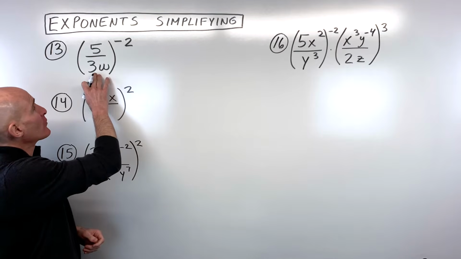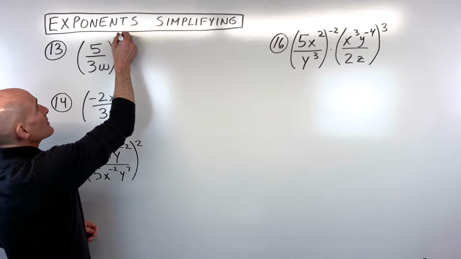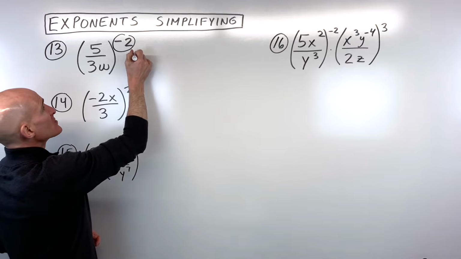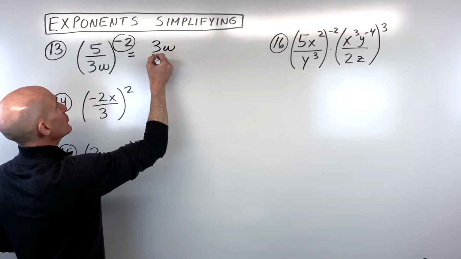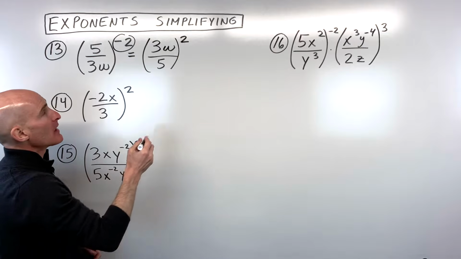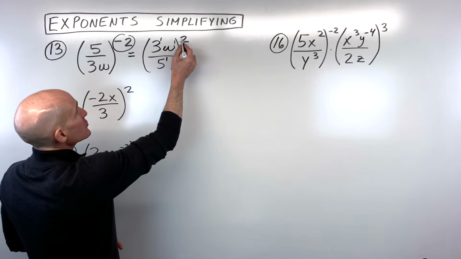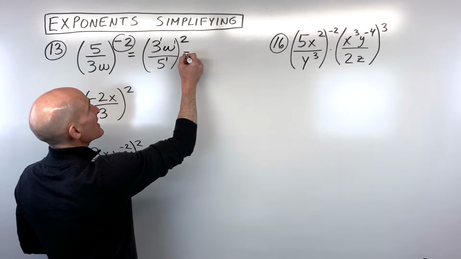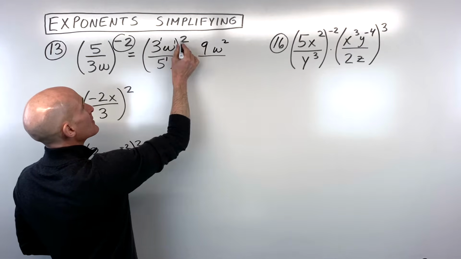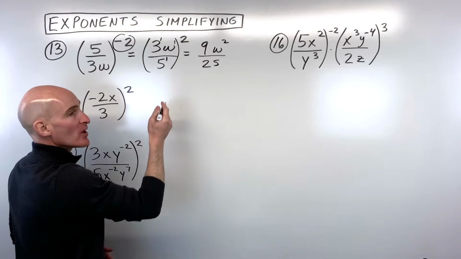We've got 5 over 3w all raised to the negative 2. Well, when I see this negative exponent, that negative tells me to take the reciprocal of the base. This whole thing is the base. So I'm going to flip it over. This is 3w over 5 now, but it's raised to the positive 2nd power. And remember, you can think of all these as having a 1 in the exponent if you don't see an exponent. So it's really 1 times 2 is 2, 3 squared is 9, and 1 times 2 is 2, so that's w squared, and then 1 times 2 is 2, 5 squared is 25. So you want to make sure you apply it to the numerator as well as the denominator.